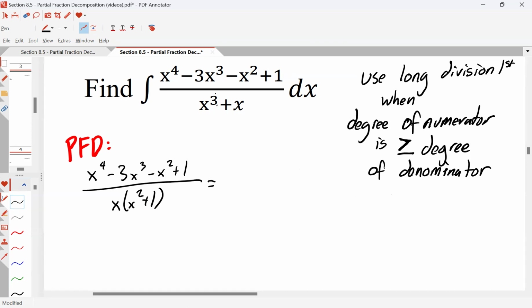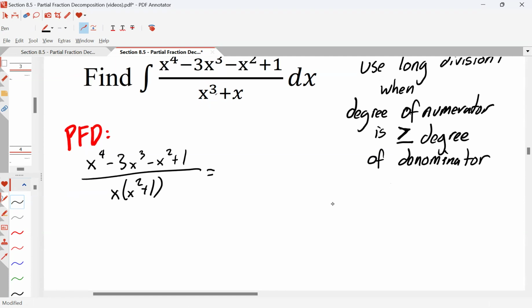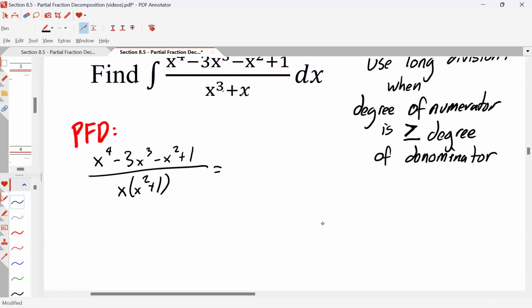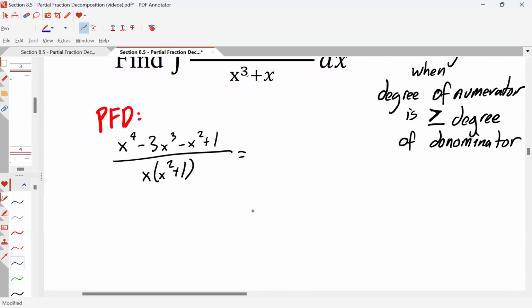If the numerator is a quartic, like it is, we need long division. If we have a 6th degree power and the denominator is a cube, we need long division. As long as the numerator power is bigger, we need long division. Or if they're equal, we need long division. So first, we actually want long division.